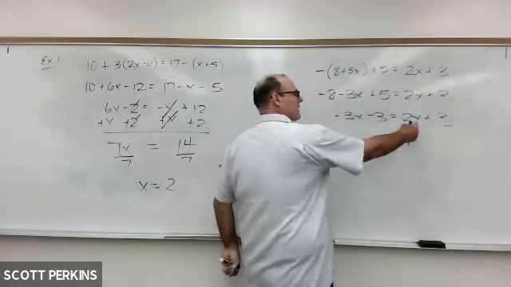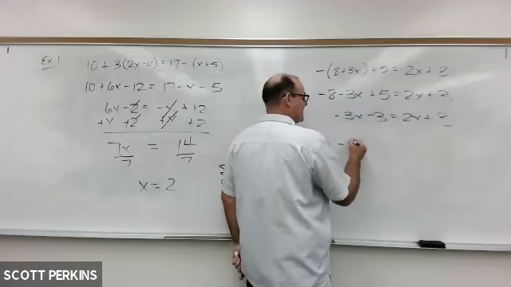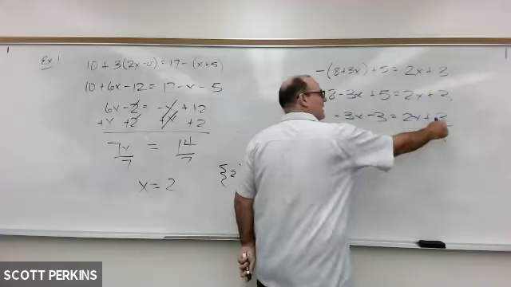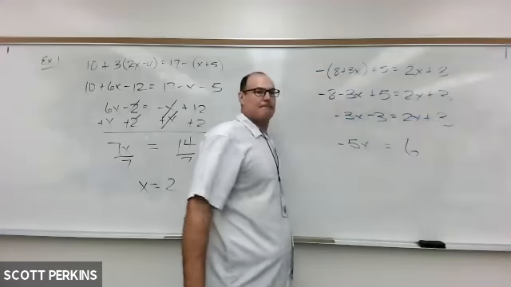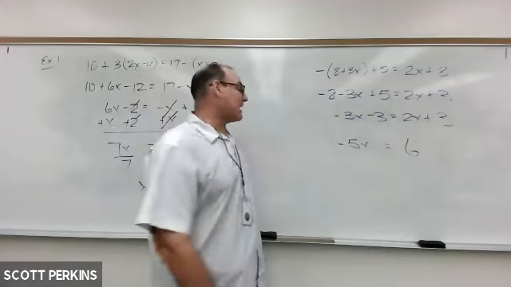So I'm going to subtract 2x from both sides. When I subtract 2x from both sides, I end up with a negative 5x. I'm going to add the 3 to both sides to get it over there. And when I do that, I get 6. Last thing I'm going to do is I'm going to divide both sides by negative 5.